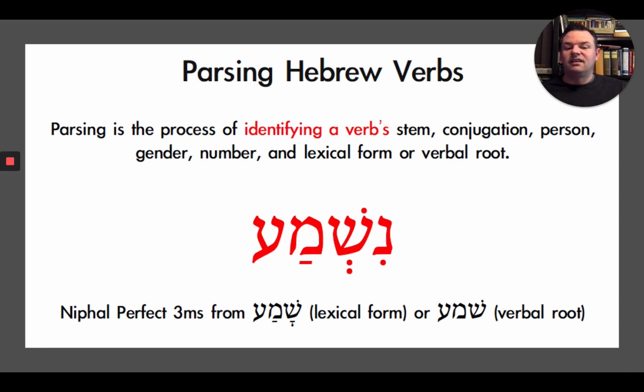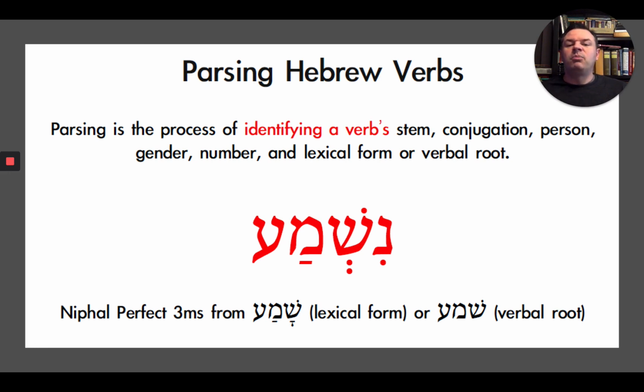So this is a nifal, perfect, third masculine singular, so third person, masculine in gender, and singular in number. From the lexical form or the root, Shema. The lexical form is going to be Shema, and we would just say Shema as we're talking about the root as well. So that's what we're going to talk about when we talk about parsing verbs, which we're going to be doing in future chapters.